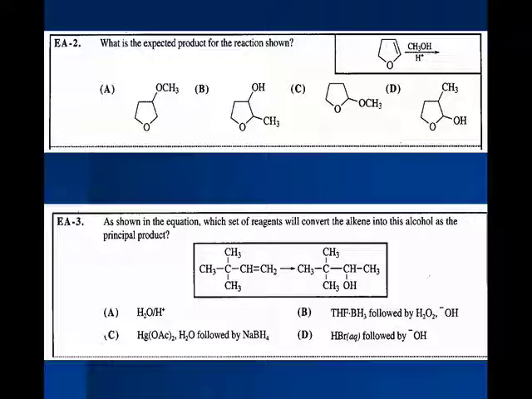I would say C. It's still Markovnikov's rule, right? C is the correct answer. So if we think about this mechanism, the first step is going to be protonation of the double bond, right? So put the proton there, we get the carbocation there.